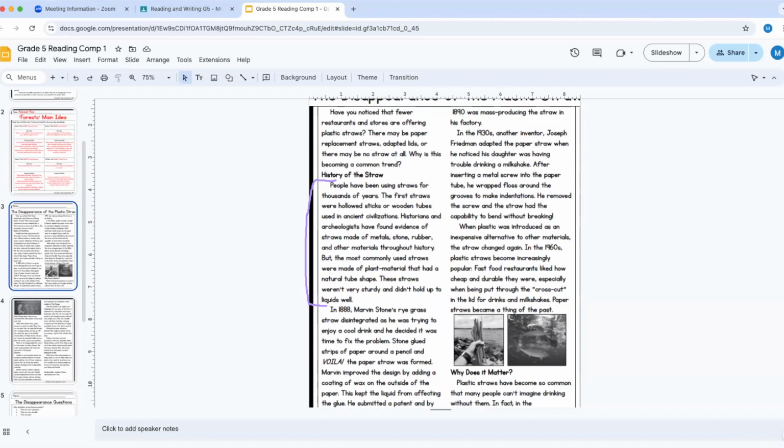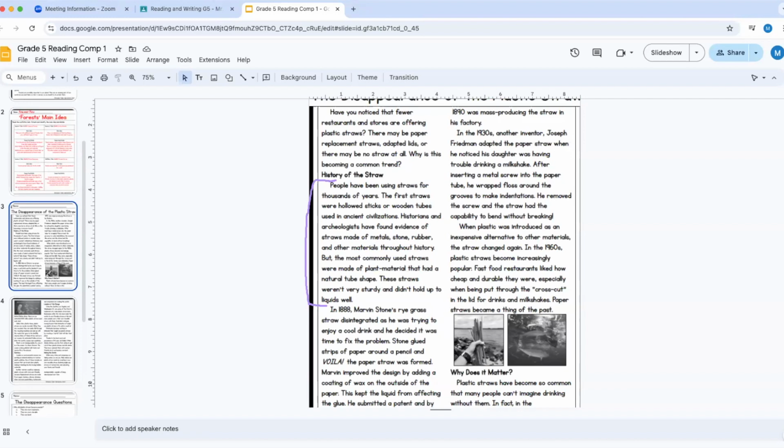Okay, fine. Really ancient straws were wooden, and sometimes historians and archaeologists have found metal, stone, and rubber straws. Okay, that's better. Can you tell me more in your own words? Many materials were used to make straws, but most of them, the plant ones, were not very good at holding the water. Perfect. Thanks, Evan.